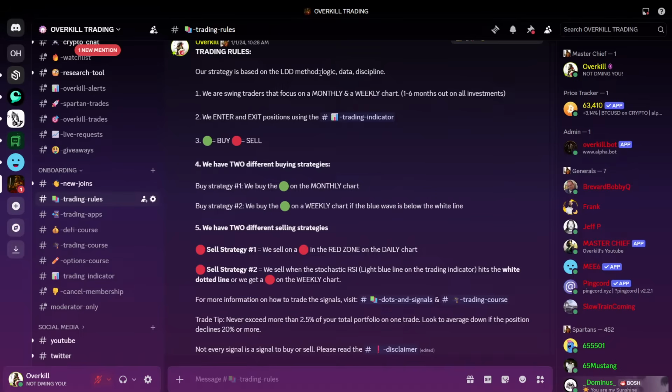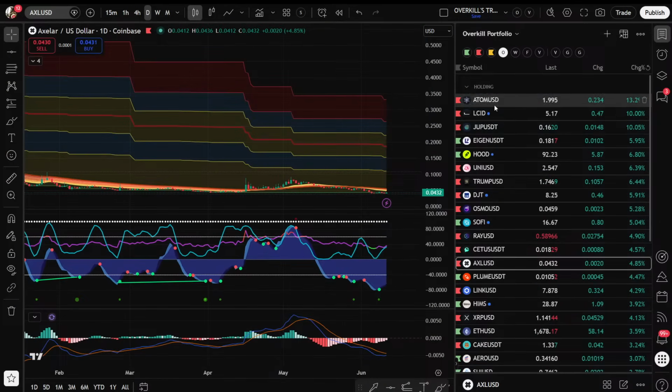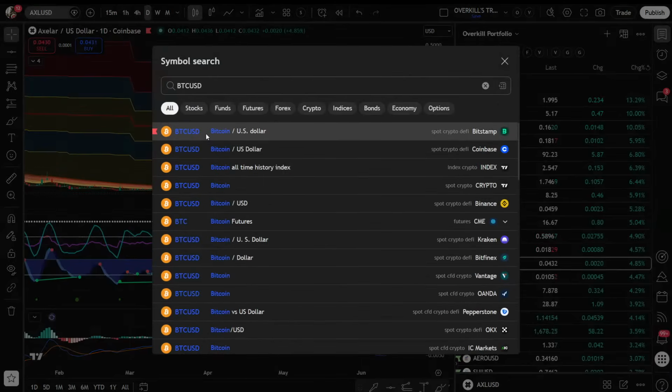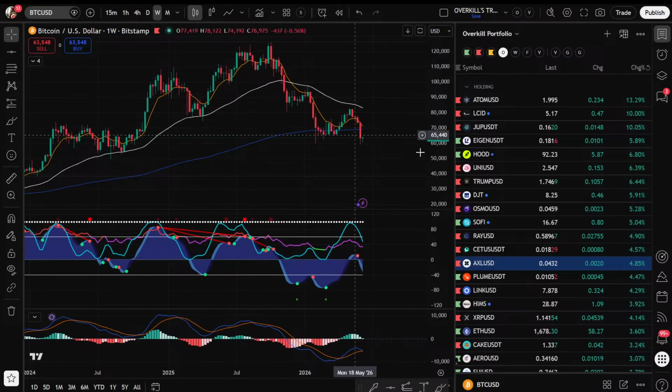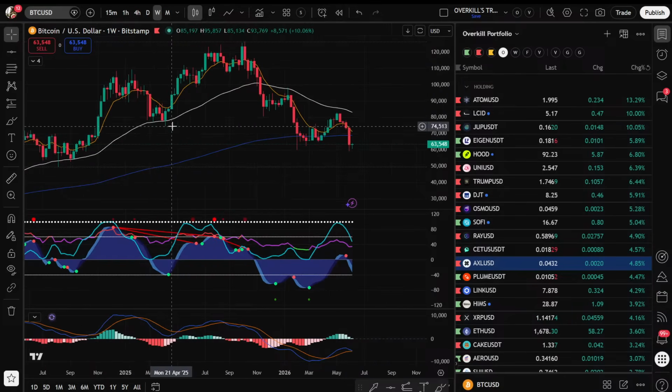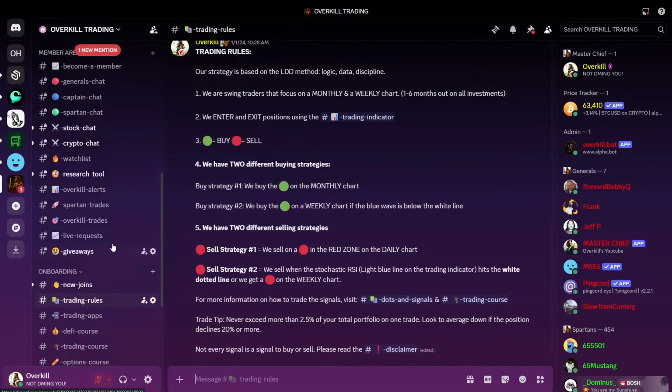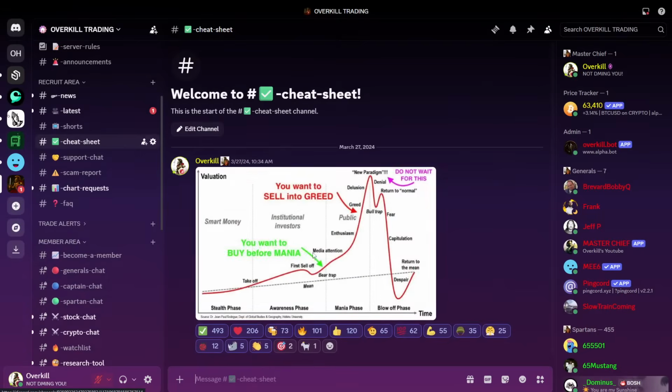And we do that by focusing on logic, data, and discipline here. Not buying Bitcoin up here at 125, but buying it down here at 60, because we're getting our signals down here. And again, I am still fully on board with crypto right now. This is still my stance. This has not changed.